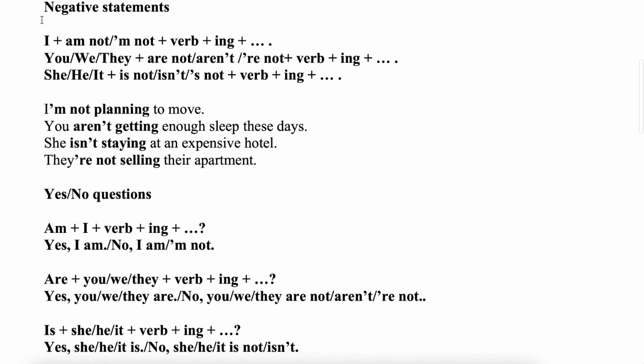Negative statements. I am not verb-ing. You, we, they aren't verb-ing. She, he, it is not verb-ing. So I'm not doing something. You, we, they aren't doing something. She, he, it isn't doing something.